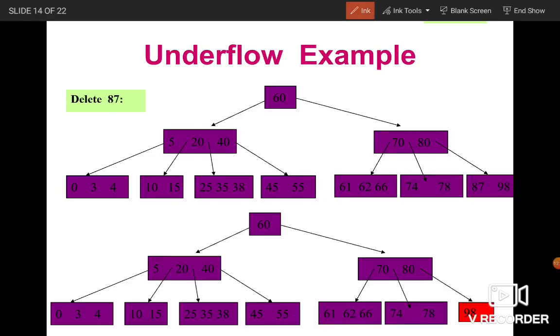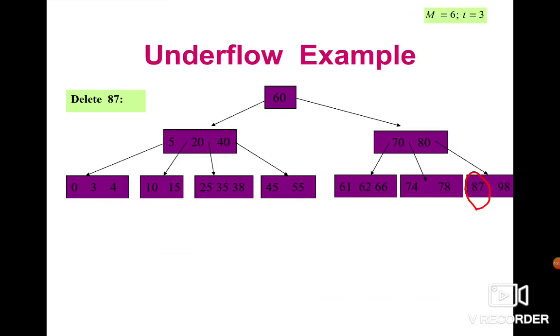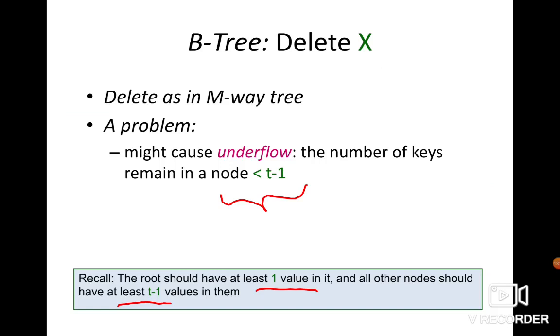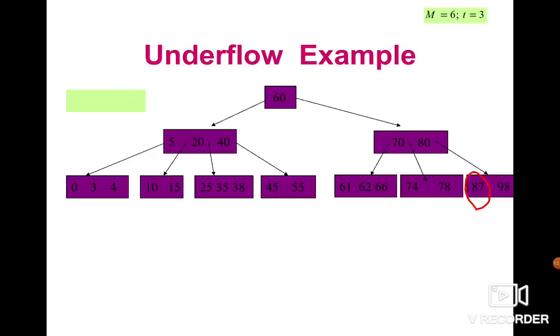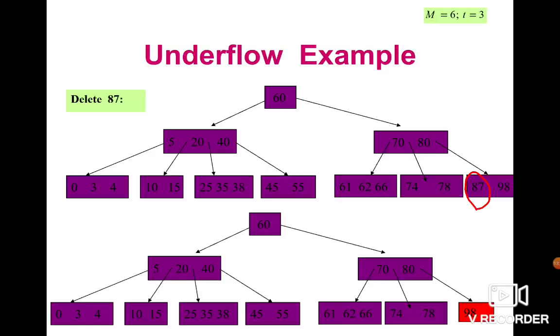See, I am deleting the value 87. After deletion, the node looks like this. It contains only one element. But what is our condition? It must contain at least t minus 1 values. Here t is 3, so t minus 1 means 2 elements. Except the root, all the other nodes must contain at least 2 values. But here, after deletion, the node contains only one element. So this is an example of underflow.